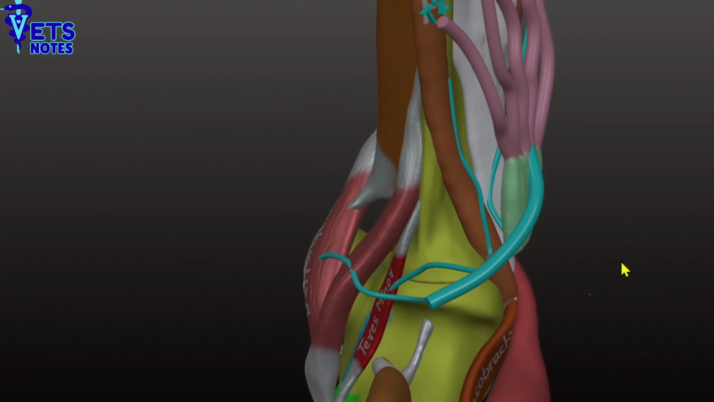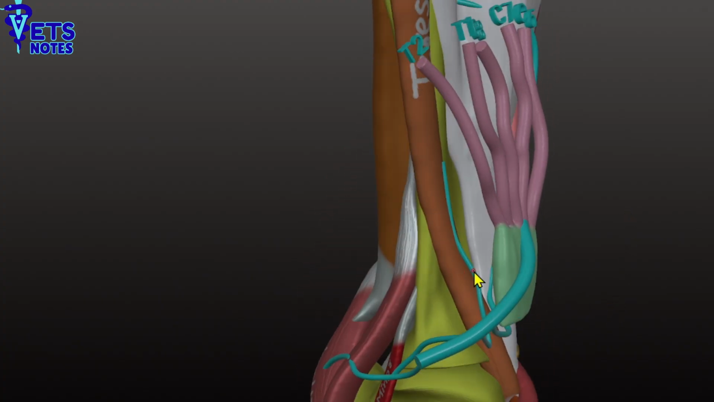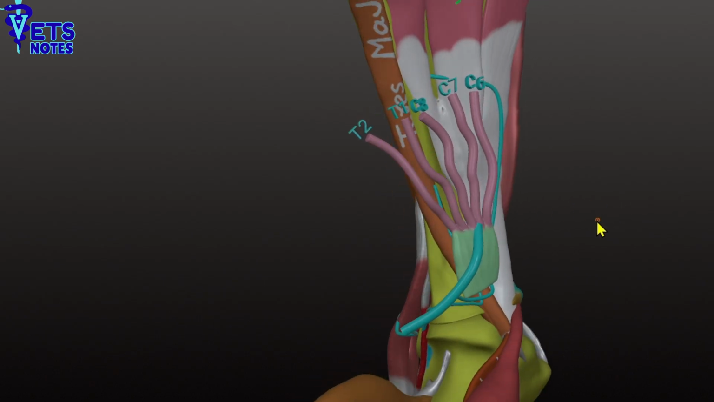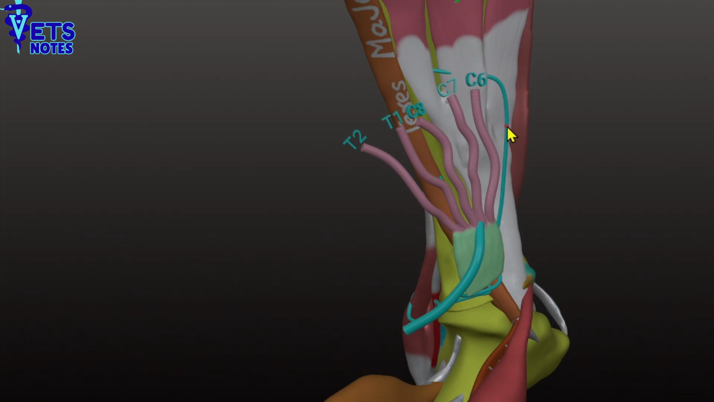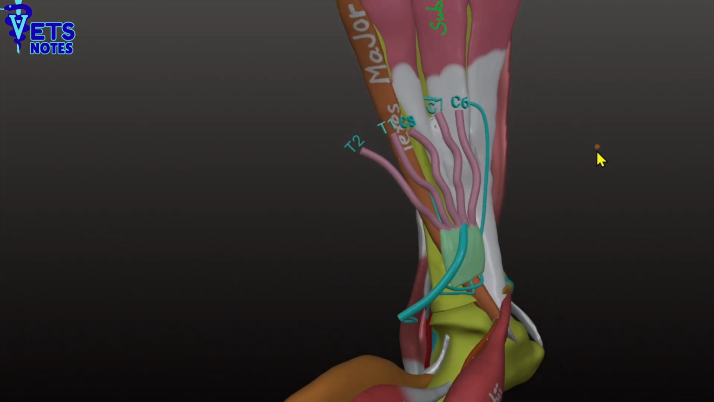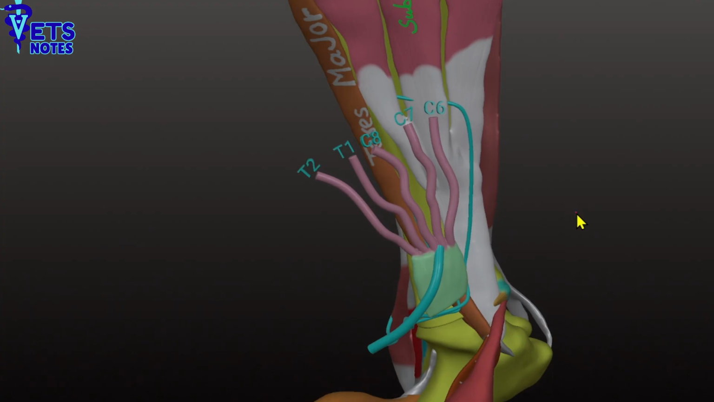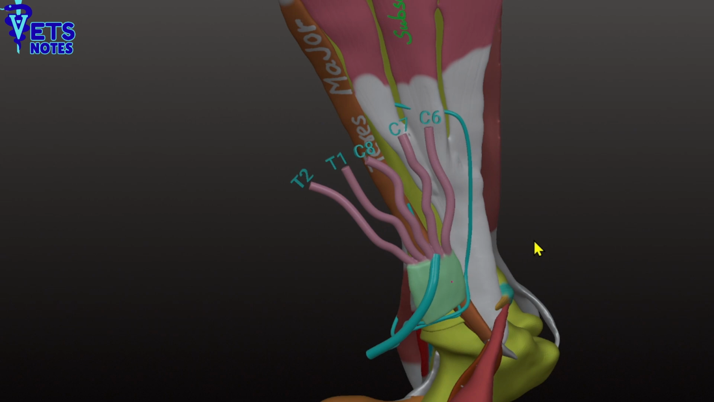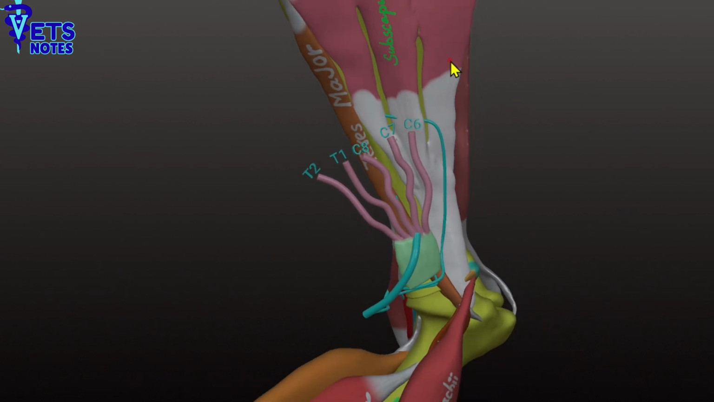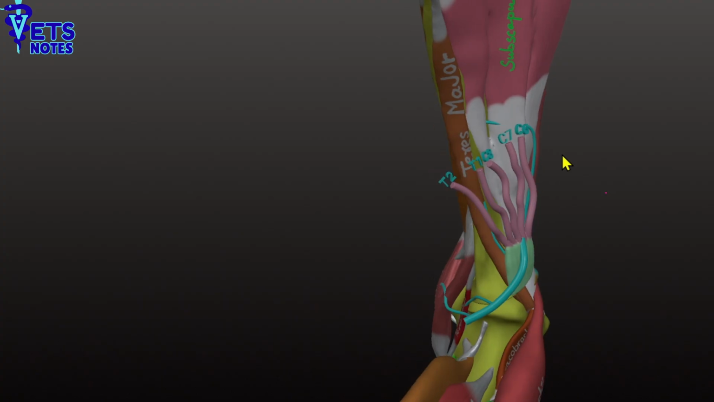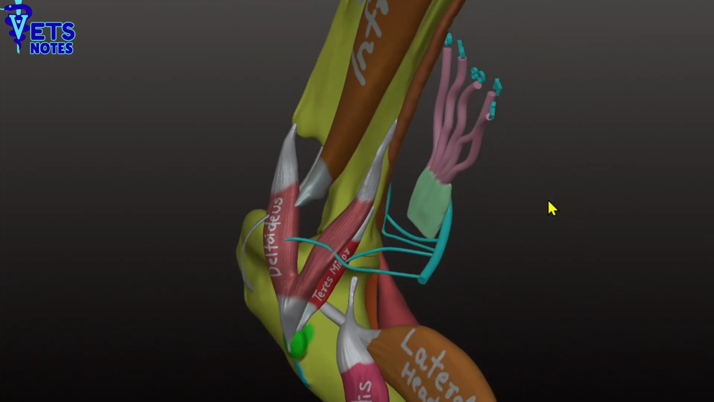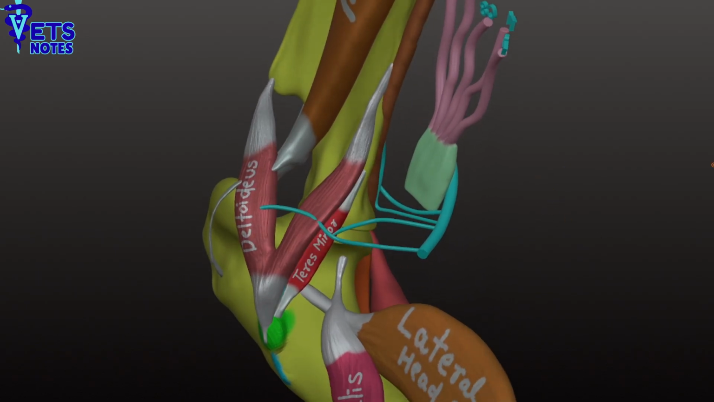Now you can see, this is one branch. This branch supplies the teres major muscle, and this branch supplies the subscapularis. That means the axillary nerve supplies branches to your subscapularis muscle, teres major muscle, and also supplies the deltoideus and teres minor muscle.